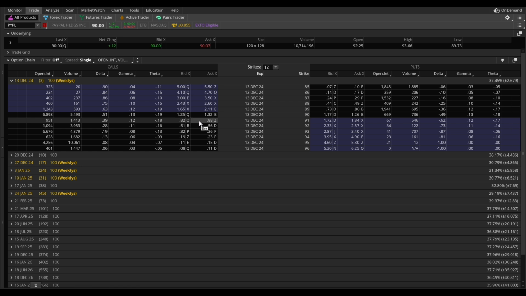Now with this, it's totally up to you. I know some people choose to buy the bid and some people sell the ask. Some people only buy the ask and they sell the bid. That's really a choice that you would have to make based upon your own preference.